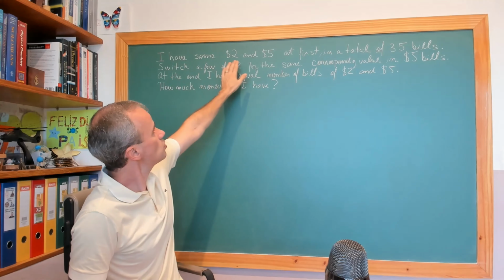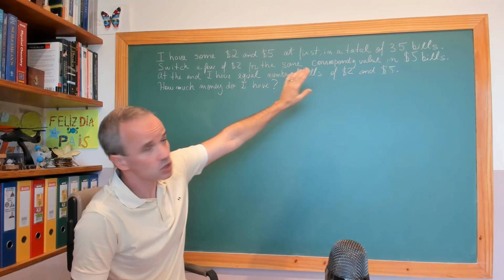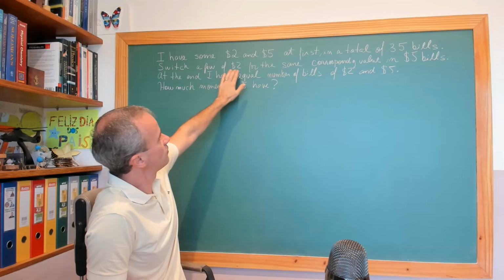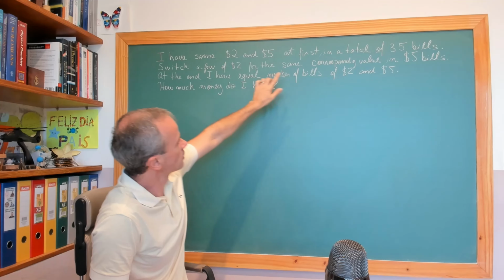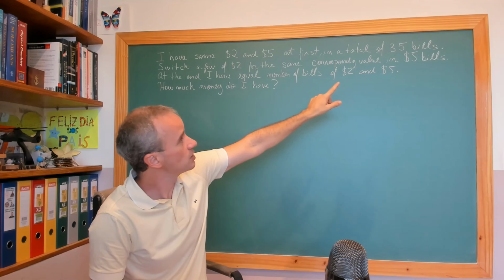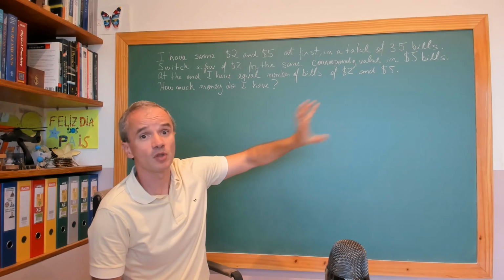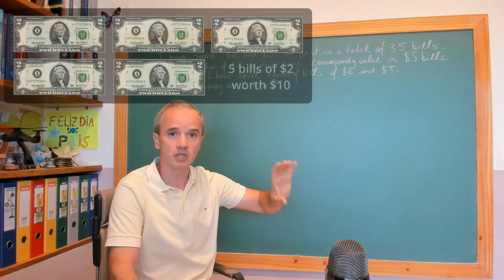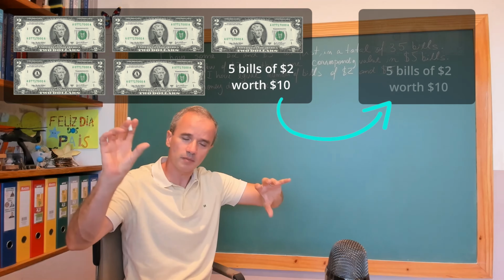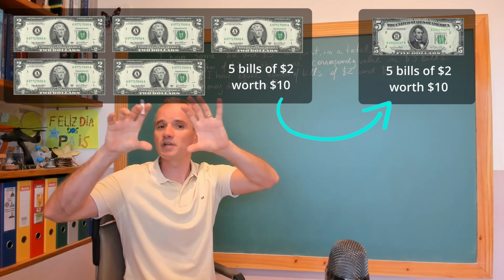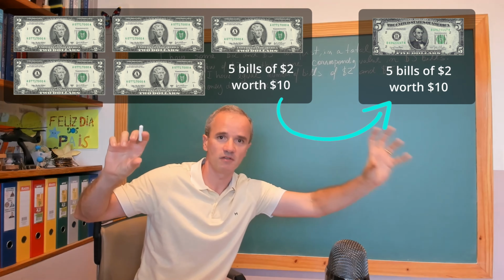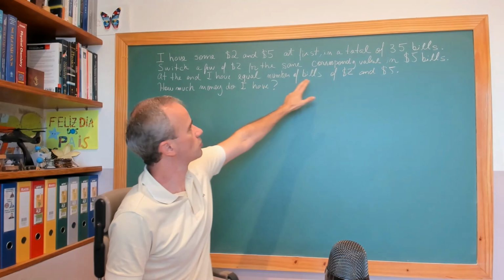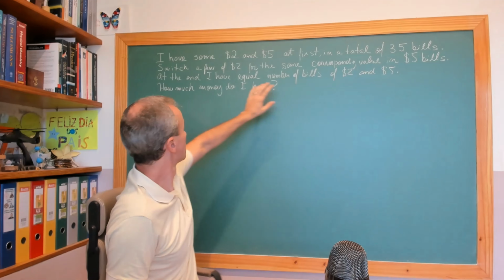I have some $2 and $5 bills at first, in a total of 35 bills. I'm going to switch a few $2 bills for the same corresponding value in $5 bills. That means I'm not going to lose or win money. And then at the end, I have an equal number of bills of $2 and $5.